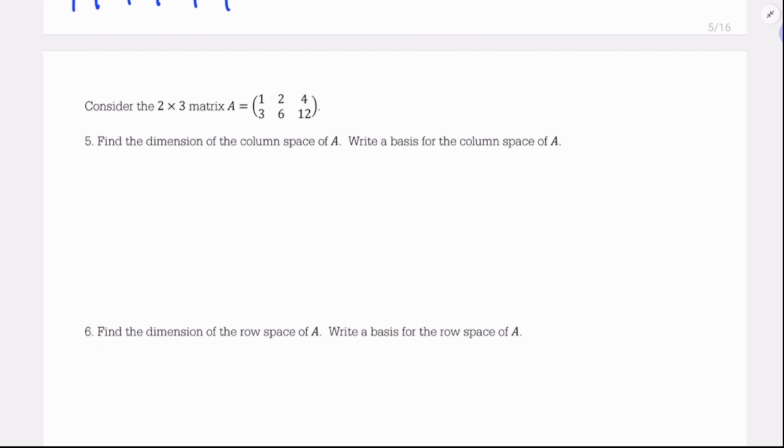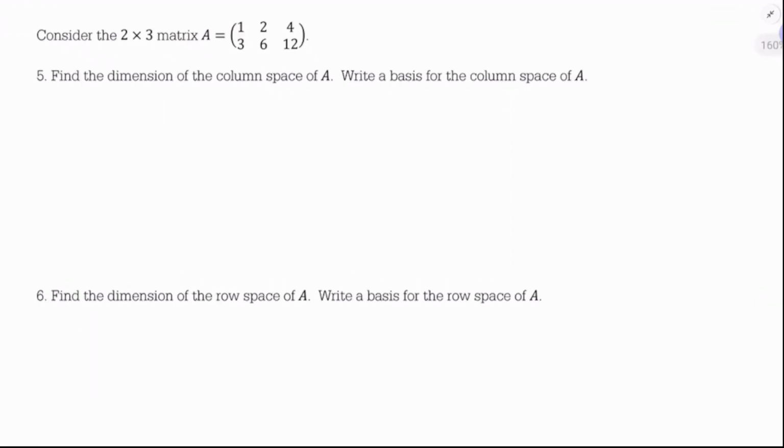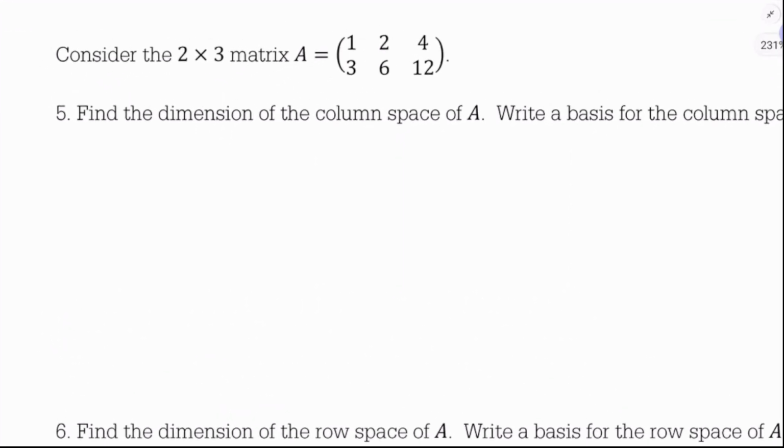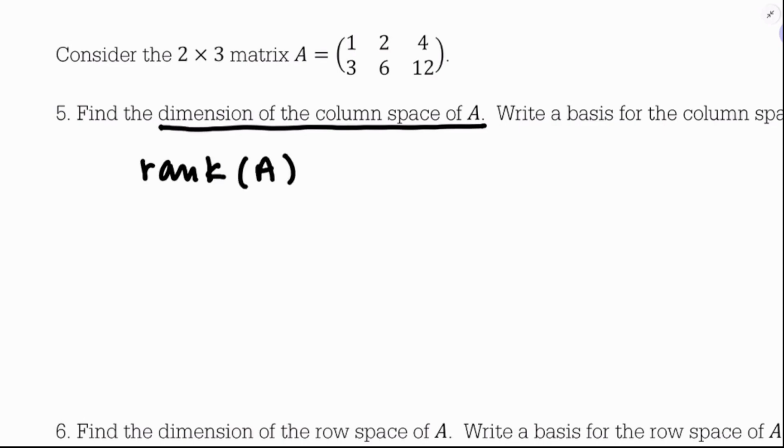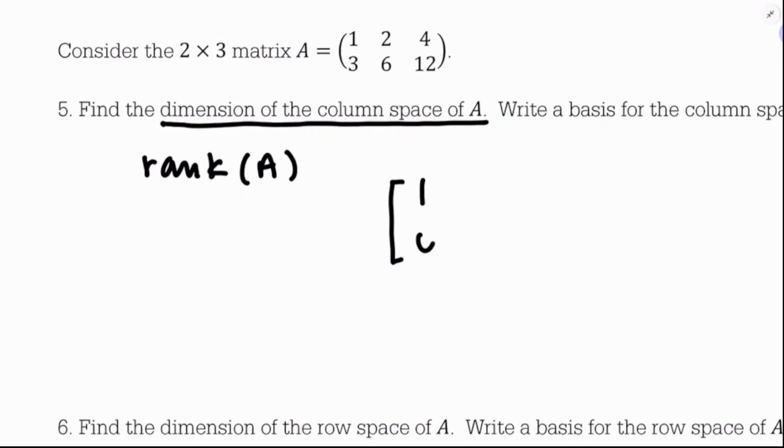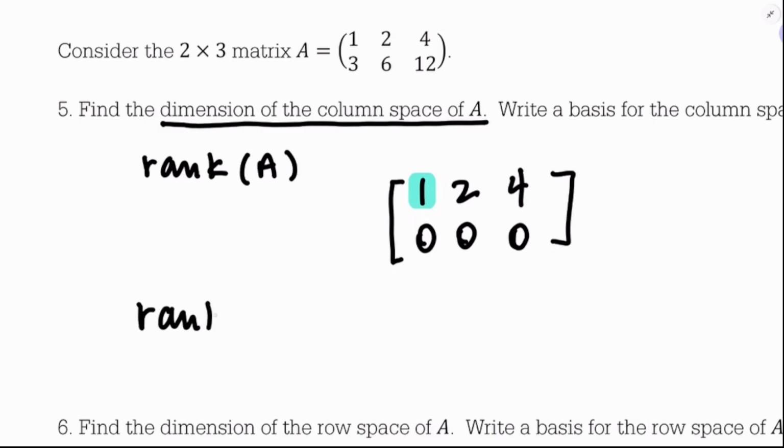All right, now on the back, I think these were a little bit more procedural. Find the dimension of the column space, that's just the rank. And so we're just going to row reduce here. We're going to subtract 3 copies of row 1 from row 2. We're going to get 1, 0, 2, 0, 4, 0. Okay, so I have just the one pivot here. Rank is the number of pivots, so rank of A equals 1.